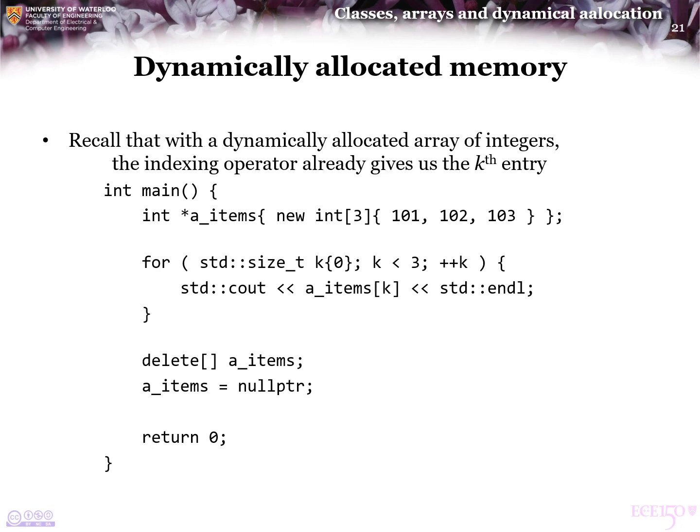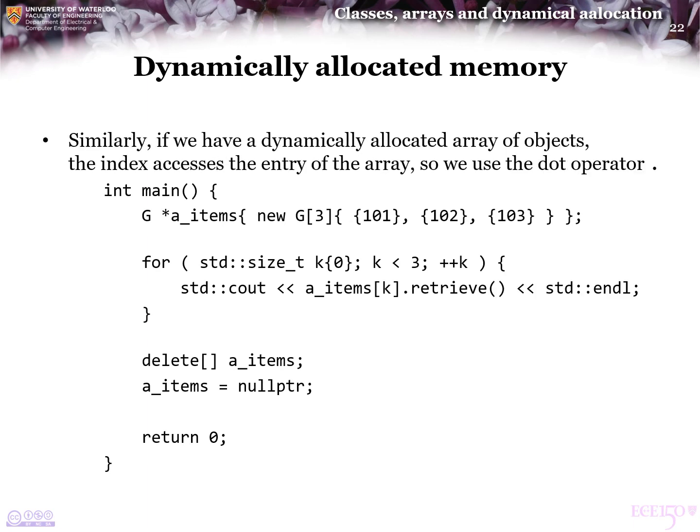Now, recall with a dynamically allocated array of integers, as you can see here, a_items is assigned the address returned. However, when we access the kth entry of a_items, that is the actual integer value there. It is not a pointer. So when we run this, this prints out the values of the three integers.